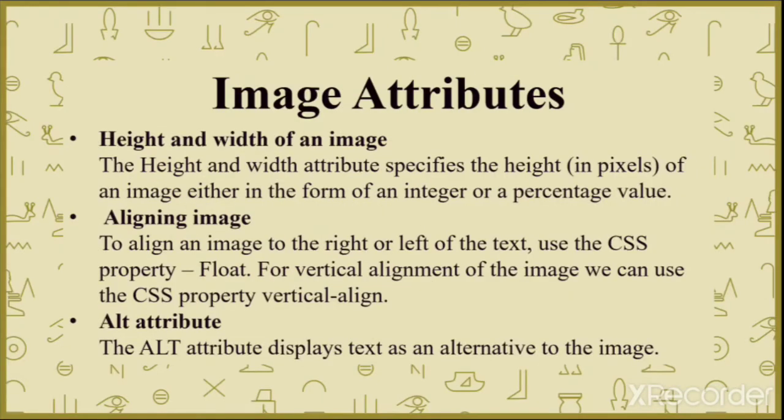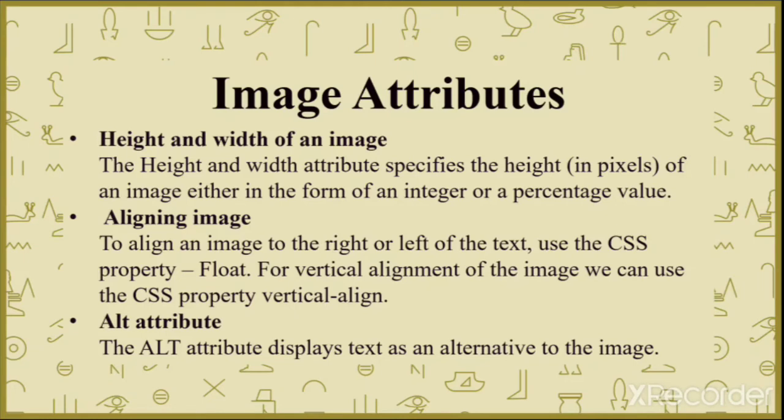Next, when we are using the image tag, we have certain attributes. Attributes are the properties. So the first property is height and width of an image. Using this property we can adjust the height and width of the image, and it can be any integer number or any percentage value. Okay, so the next property is aligning the image.